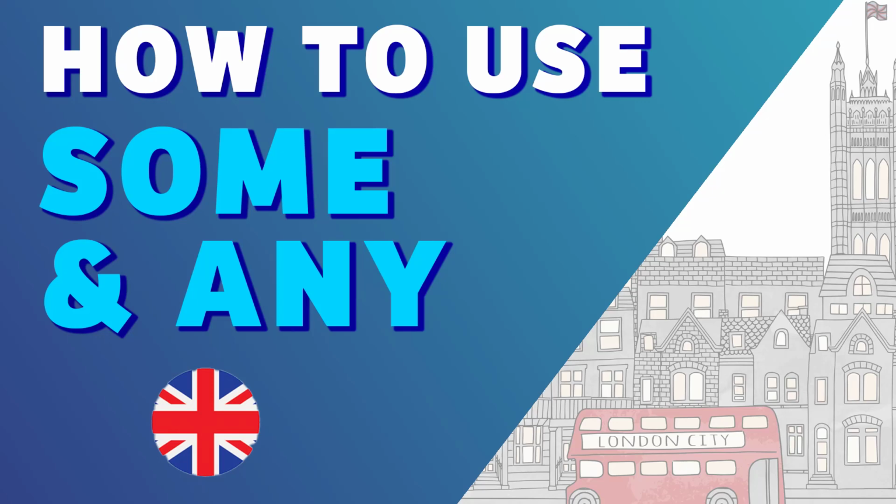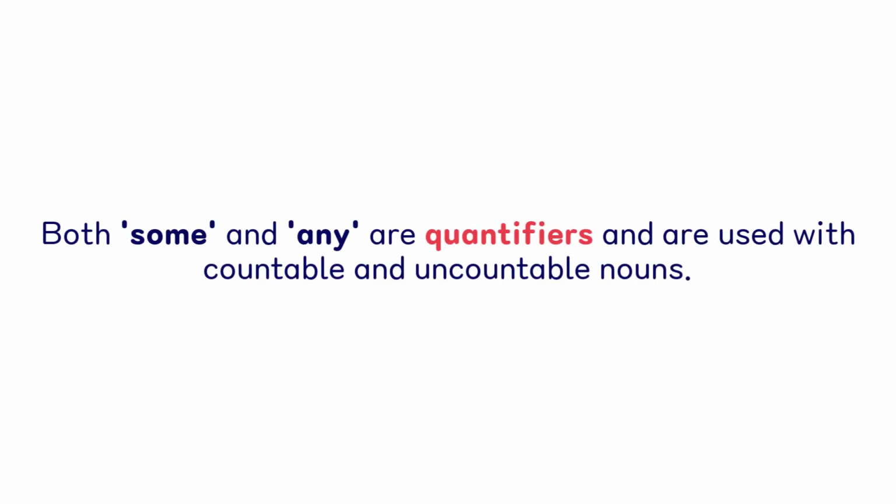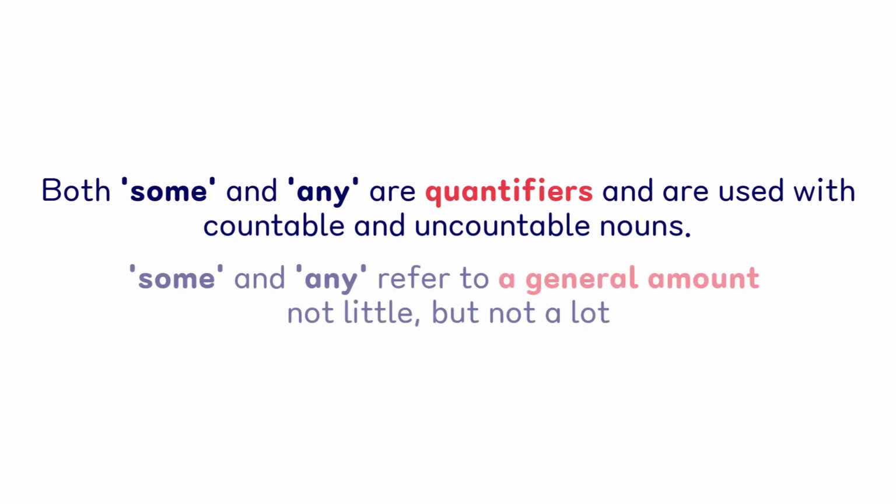Hi there! In this lesson, we're going to learn how we use the quantifiers some and any. Now, both some and any are quantifiers and are used with countable and uncountable nouns. We use some and any to refer to a general amount without being specific. The quantity is not little, but it's not a lot. However, their uses are a little different.